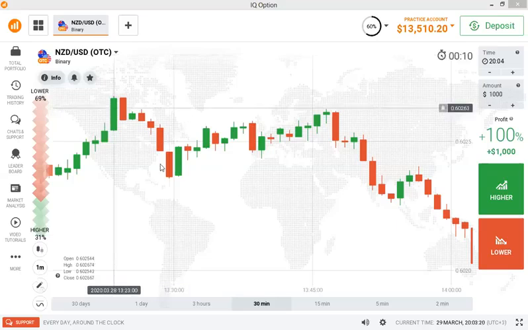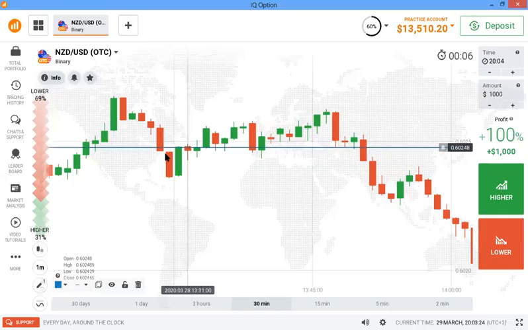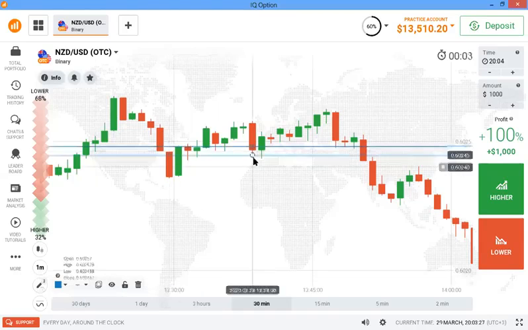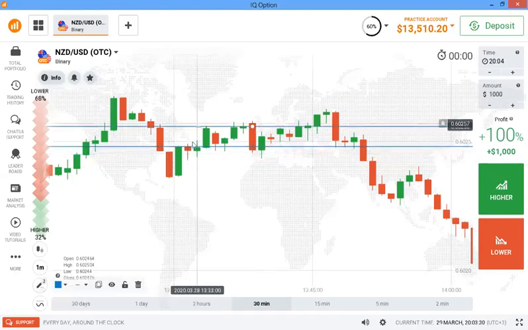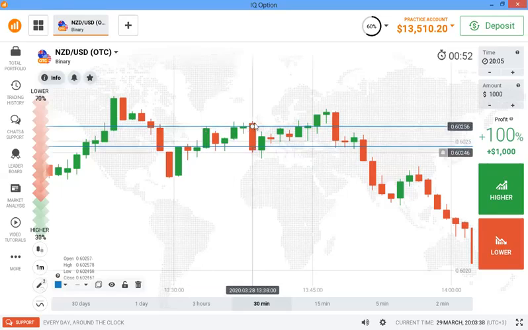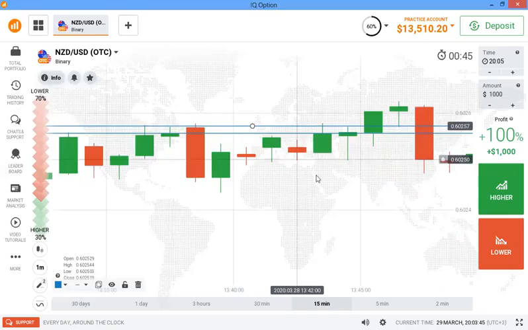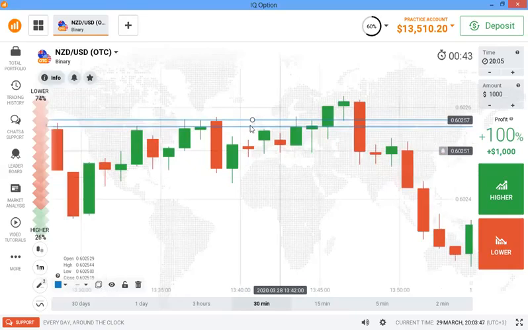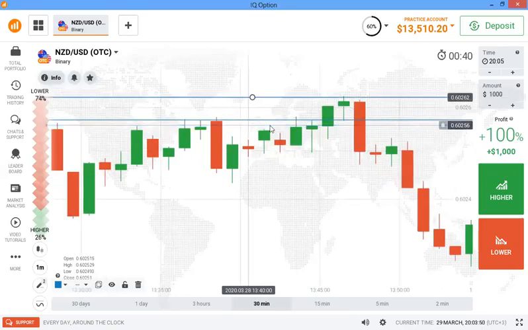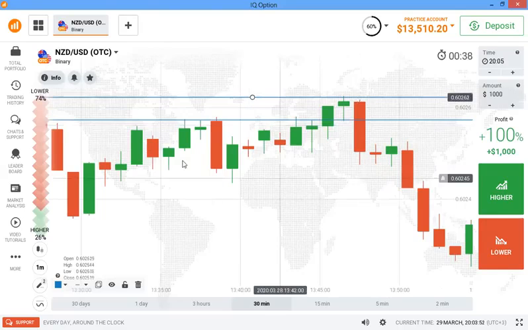From here to here, here to here, this is seller's area. Then again, buyers cross this level and sellers enter. That means from here to here, this is seller's area. Again, buyers cross the same level and then sellers enter. That means from here to here, this is seller's area.